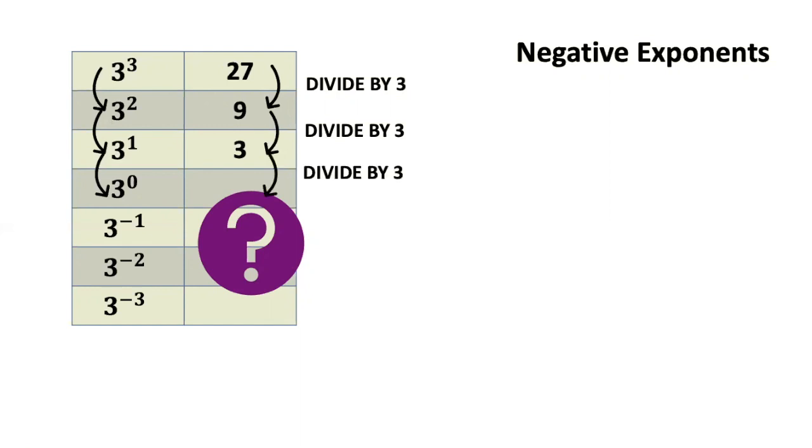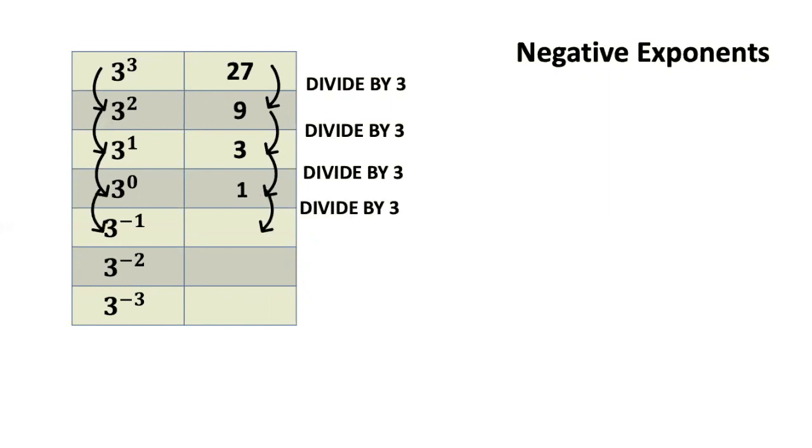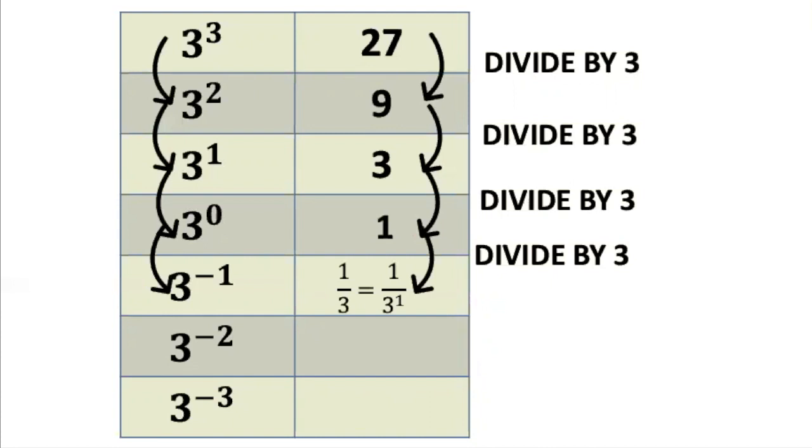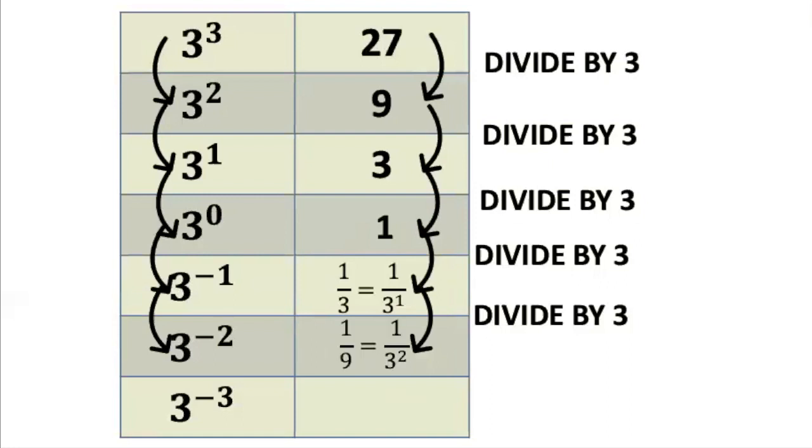3 divided by 3 is 1. Now, if I lower my exponent to a negative 1, I have to take 1 and divide it by 3, which gives me the fraction 1/3. And you'll notice I also wrote that as 1 over 3 to the first power, again, to encourage you to see the pattern. Divide by 3 again, you get 1 over 9, which is 1 over 3 squared.